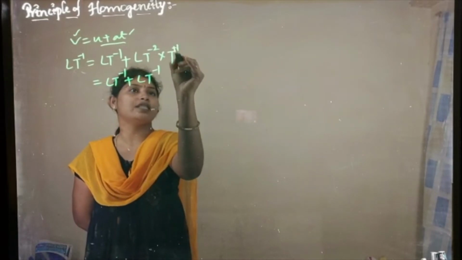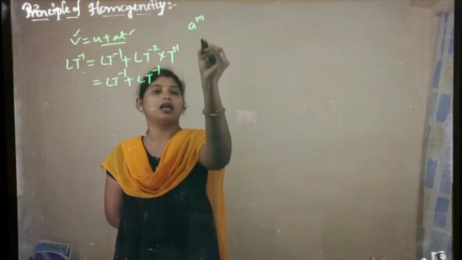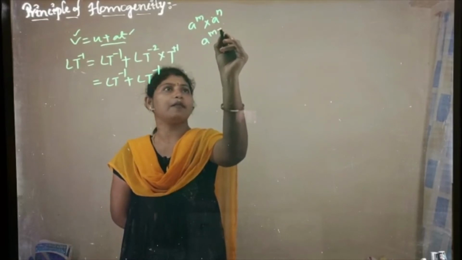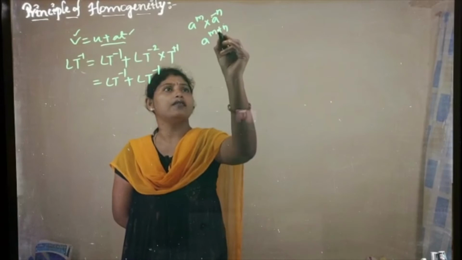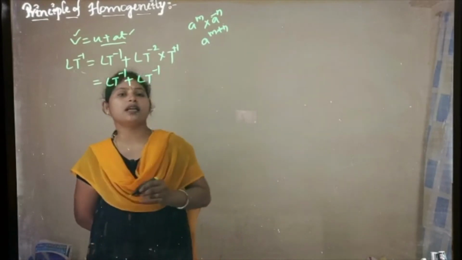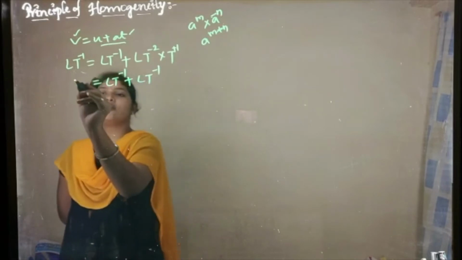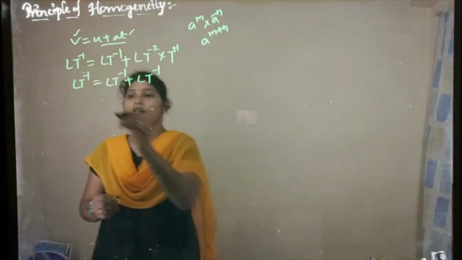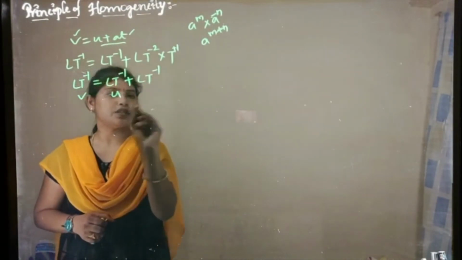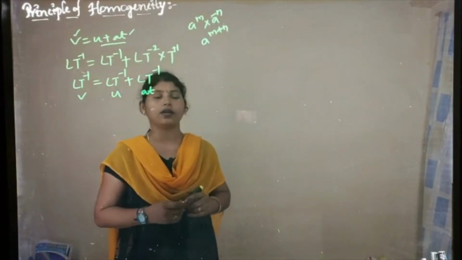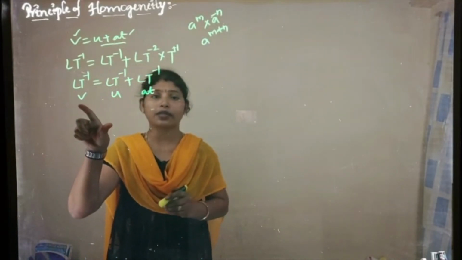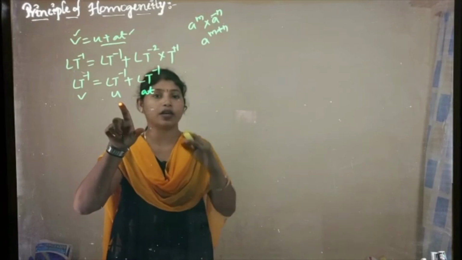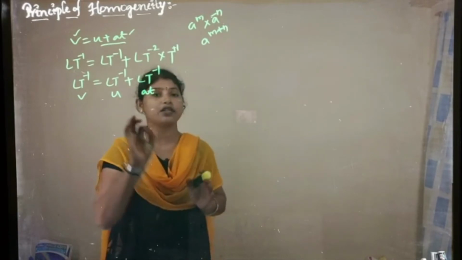Why? Because here plus 1 is there. When we consider a power m into a power n, we can write it as a power m plus n. If minus is there, we can write a power minus n. From this we can write L T power minus 1. So the left hand side dimension is L T power minus 1, and v, u and at all have these dimensions. The left hand side term's dimensions equal the dimensions of each term on the right hand side.